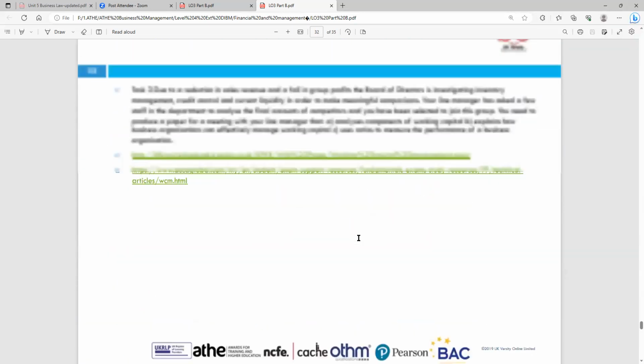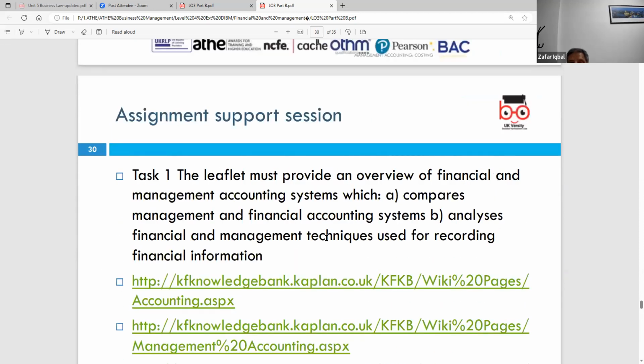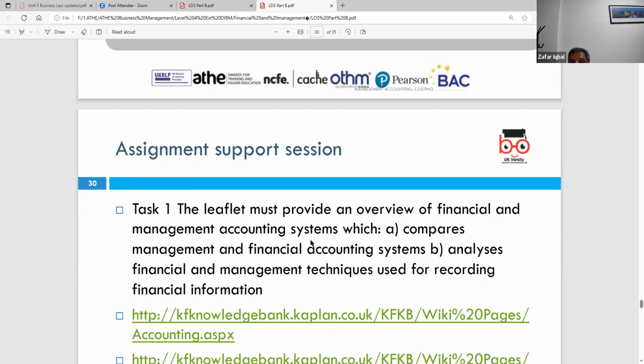Okay, so there are three tasks in your assignment. Task one asks you to prepare a leaflet, which must provide an overview of financial and management accounting systems. In other words, what types of systems are there, financial and management accounting systems.